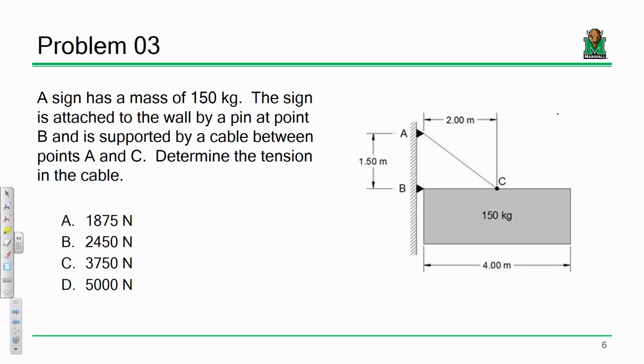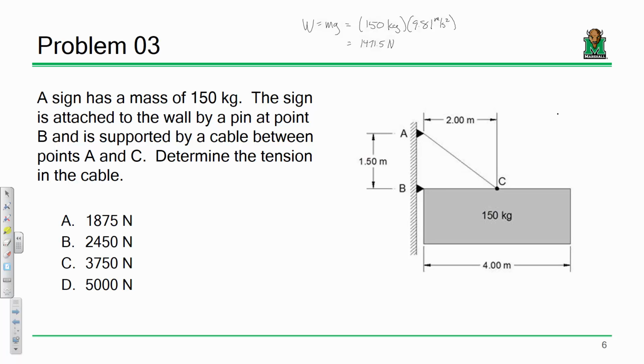So the weight is mg, which is 150 kilograms times 9.81 meters per second squared. What is that? 1471.5 newtons. Got a second on that?